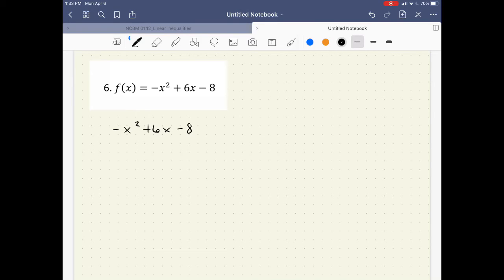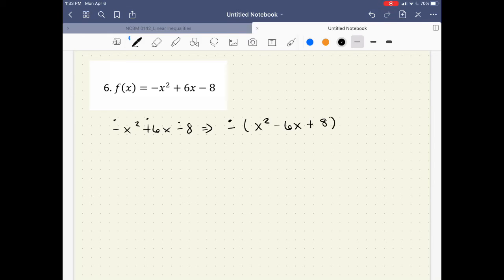I'm going to factor a negative out. So I'm going to factor this negative outside. A negative divided by a negative makes it a positive. So this is x squared. A positive divided by a negative gives me negative 6x. A negative divided by a negative gives me positive 8, like so.